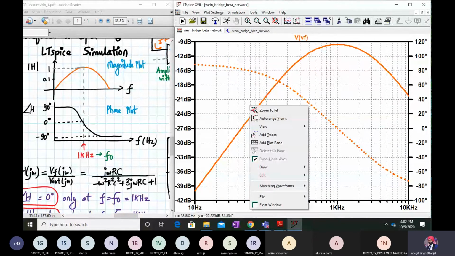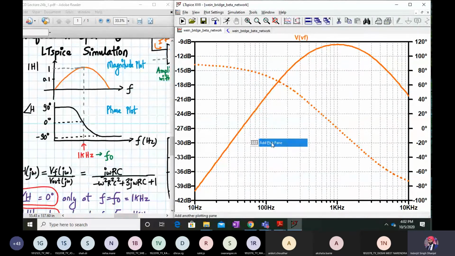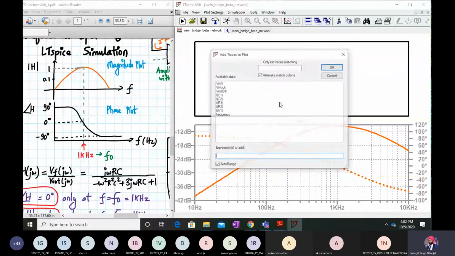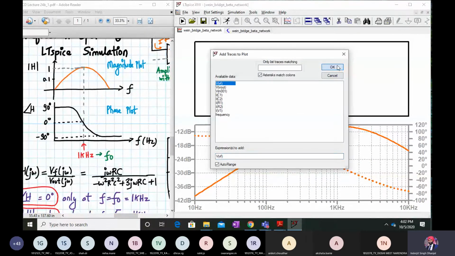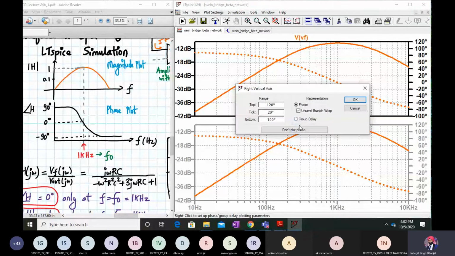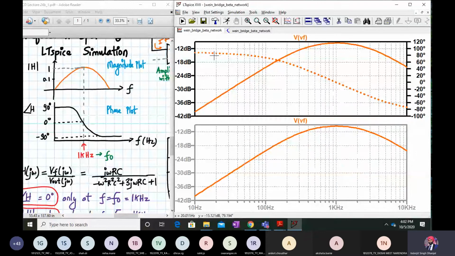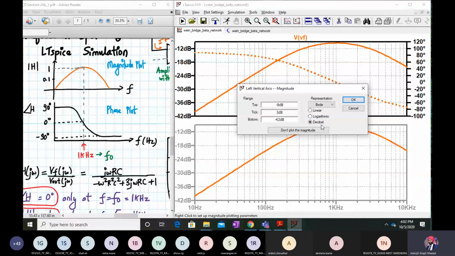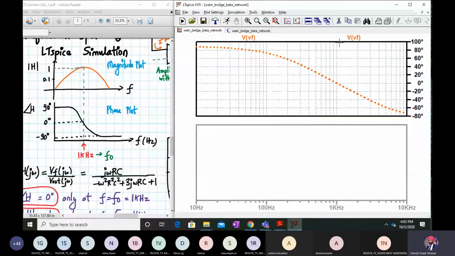I can actually divide it into two plots. Again, here I will plot VF only. And here I will remove the phase plot, and here I will remove the magnitude plot.